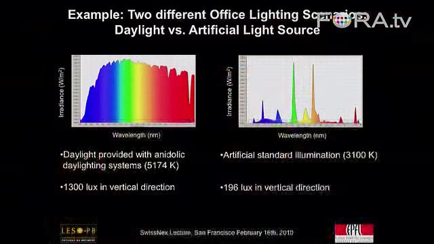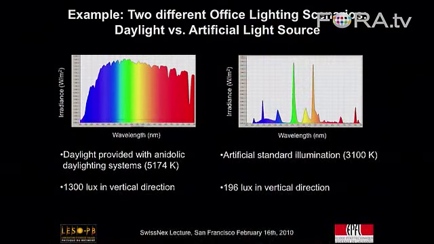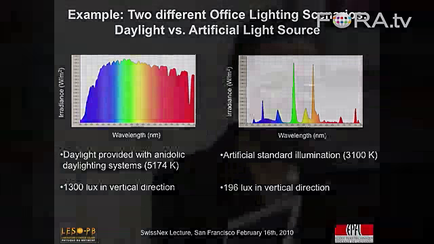I'm going to give you two examples of office light conditions. I just wanted to show you two different standard office lighting conditions. And this is just a daylight condition. So you see, it's done in our laboratory. You see the daylight spectrum, and you have a vertical illuminance of 1300 lux.